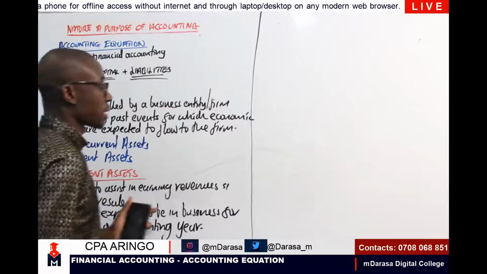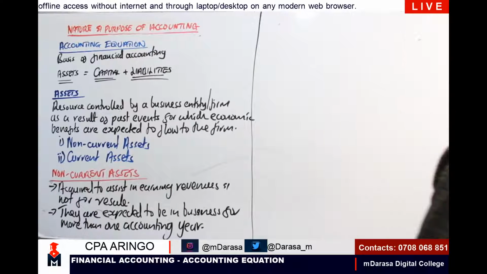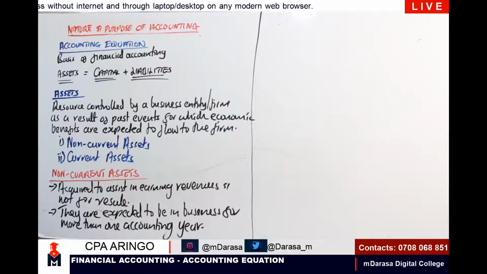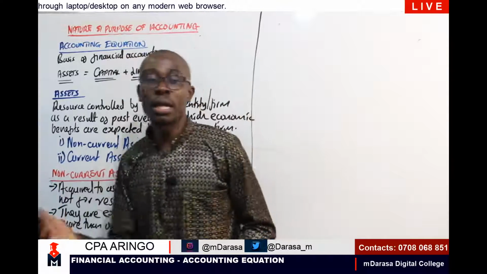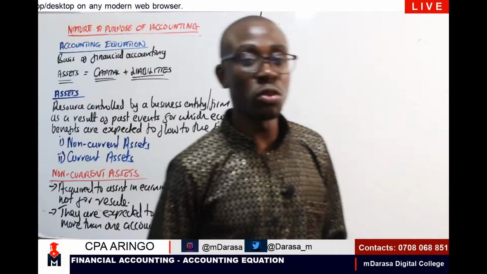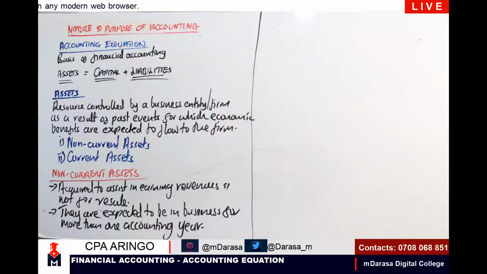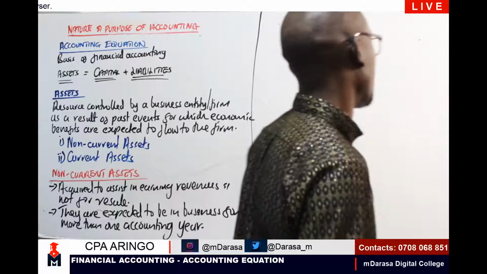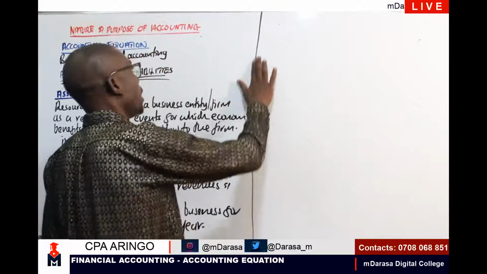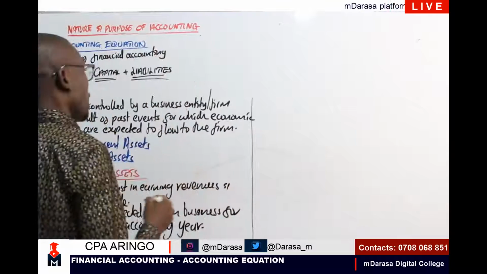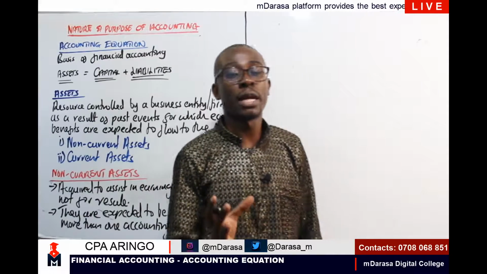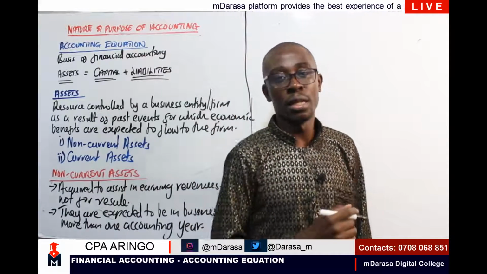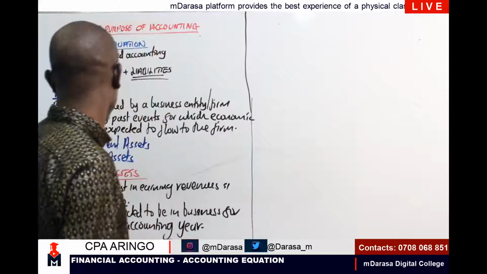So basically, I have purchased these assets, and they will be expected to be in the firm for more than one accounting year. They will be there for as many years as possible. So long as they are in existence, they'll continue to be there. So the first thing is that I'm purchasing this item not for resale, but to assist us to generate revenues. And again, these assets are expected to be in the firm for more than one accounting year. That is one concept that we should understand.